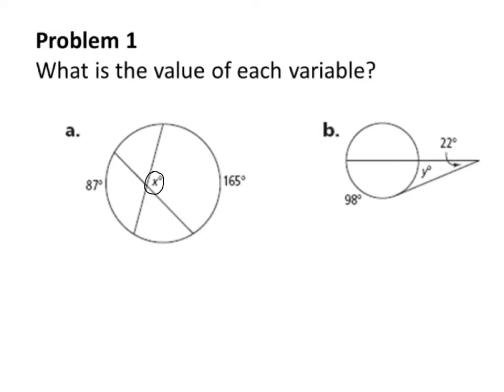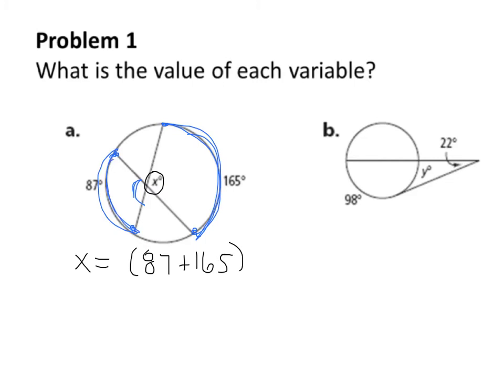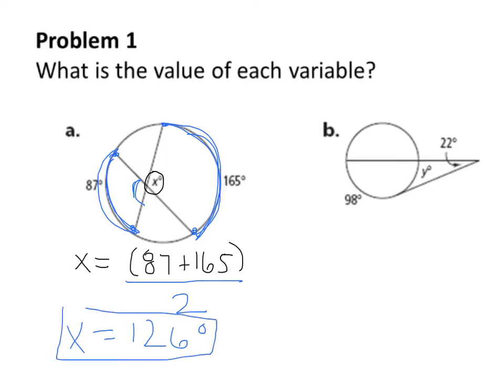Inside means sum. So my x is going to be equal to my two angles, or my two arcs. So the two arcs that we have here are in between these 2 points, so the 165. And then my opposite angle that I'm dealing with in between these 2 points, so that's going to be the 87. So it's the two arcs added together, divide by 2, which would give me 126 degrees.